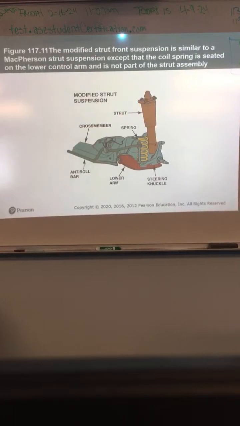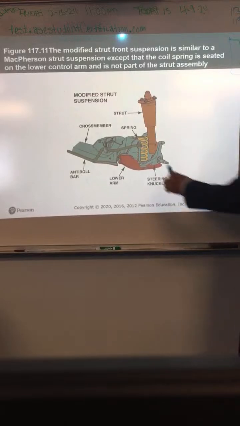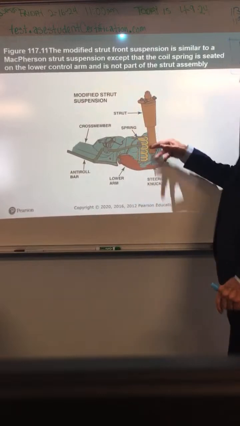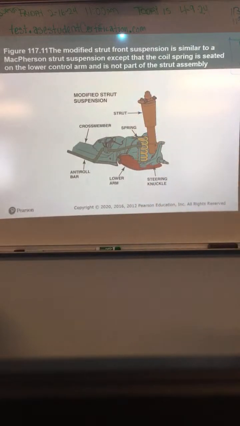All right. Modified strut. Similar to the McPherson strut, except the coil spring is seated on the lower control arm, not part of the strut assembly. So all they did was they moved the spring from the strut down to the lower control arm. Again, another way to do the same thing. It all accomplishes the same thing, it's just a different way to do it.